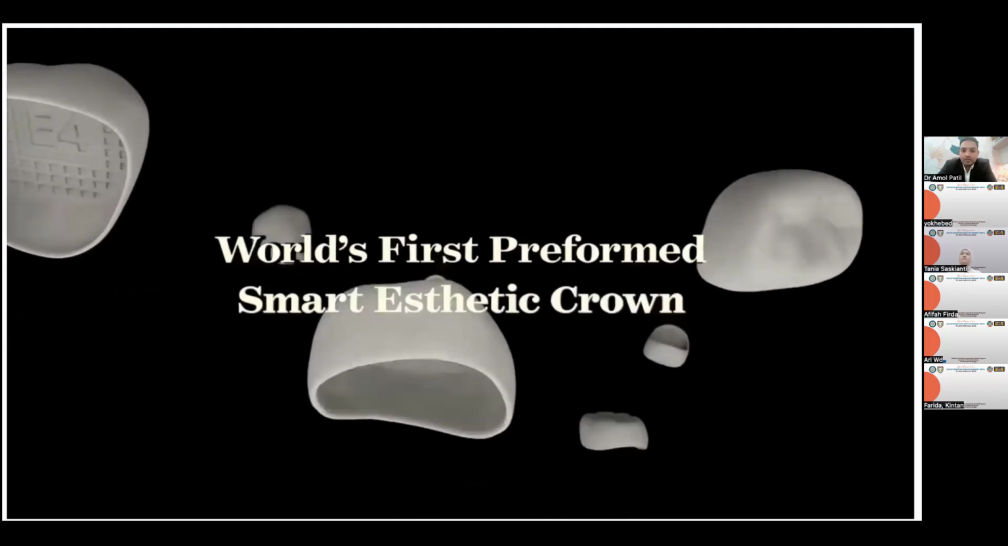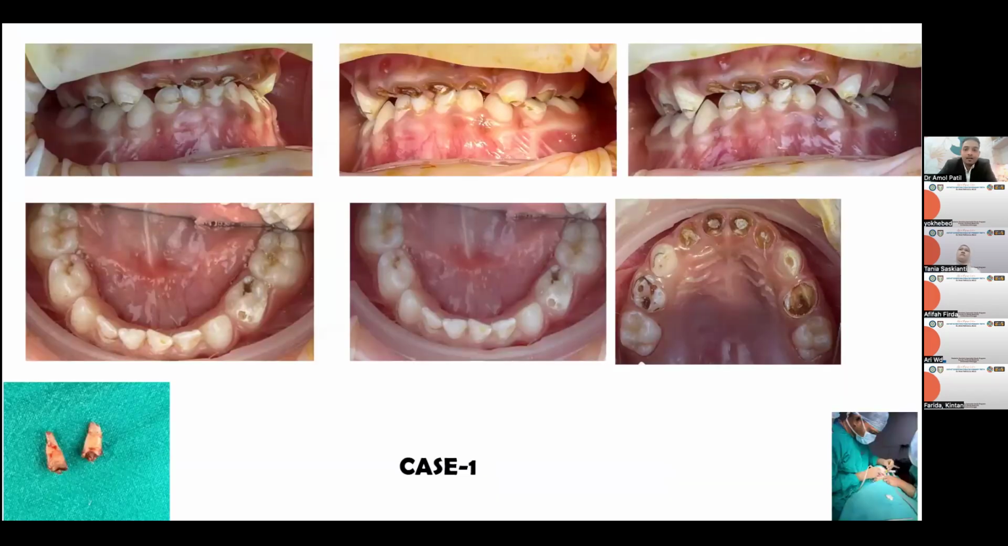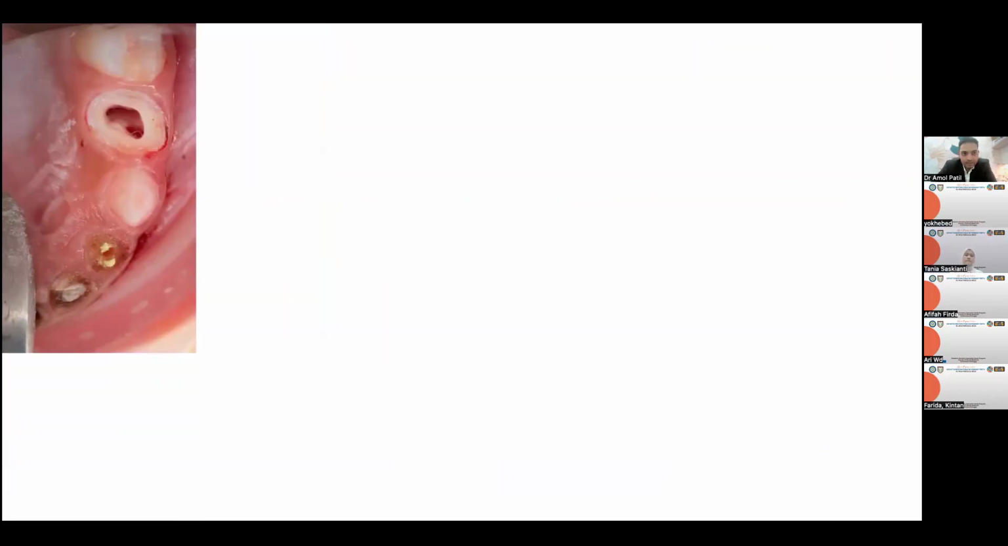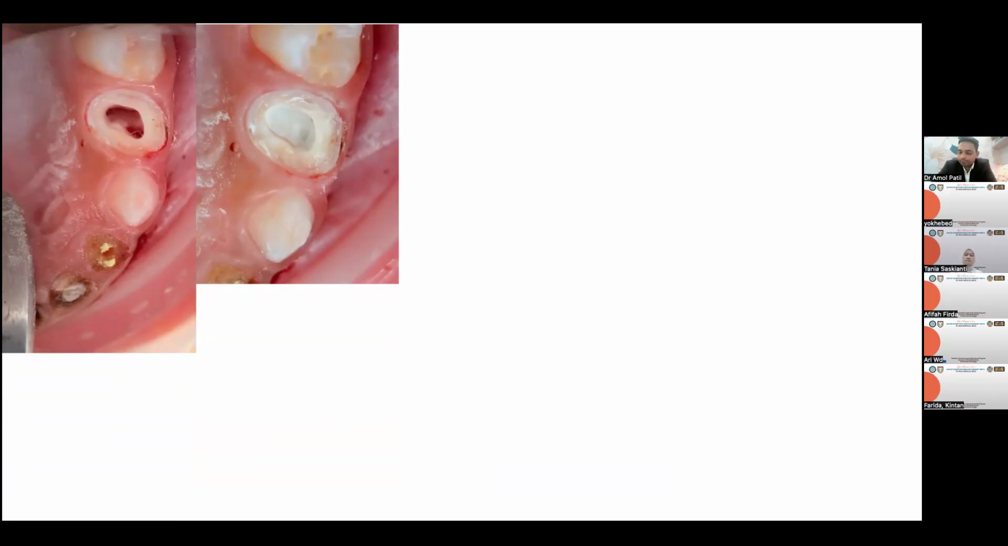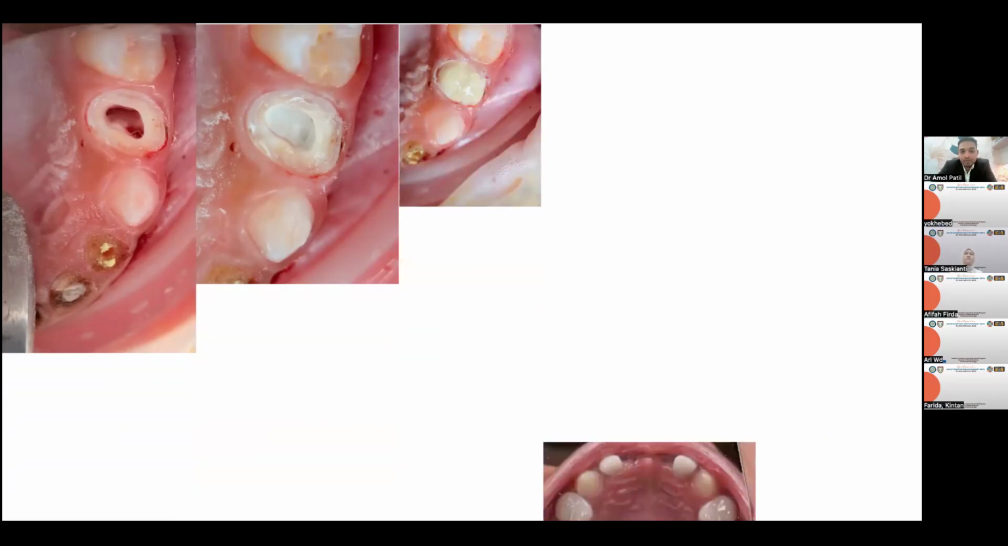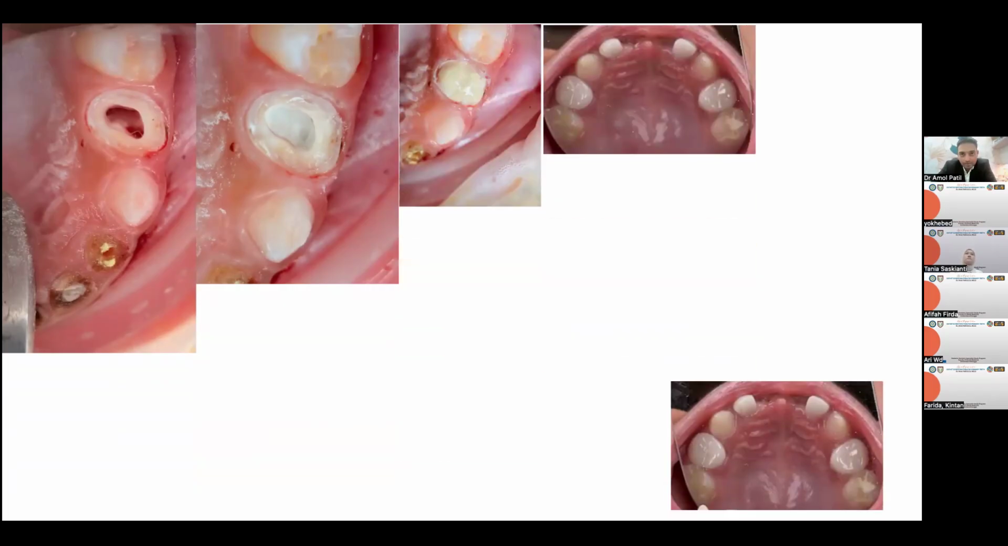So, talking about the zirconia crowns, let's discuss this case. This was a 3-year-old patient who visited my OPD. The chief complaint was rampant caries. There were multiple abscesses associated with the patient. So, we decided to plan general anesthesia. Under general anesthesia, the treatment was carried out. Multiple pulp therapies, pulpotomies were carried out, followed by the restorations and the zirconia crowns.